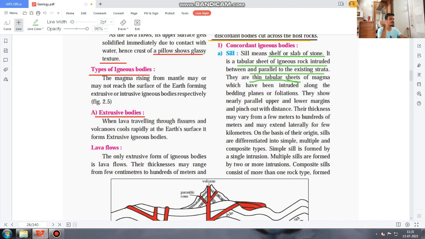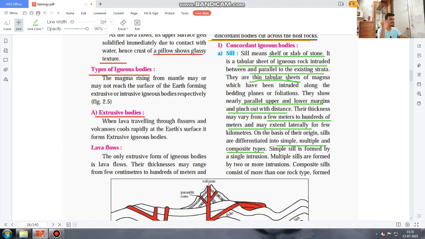They are thin tabular sheets of magma, parallel upper and lower. Let's give you the underlinings. You have to just learn and remember that. Their thickness may be a few meters to 100 meters.